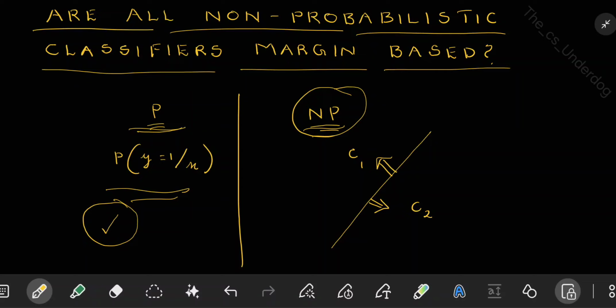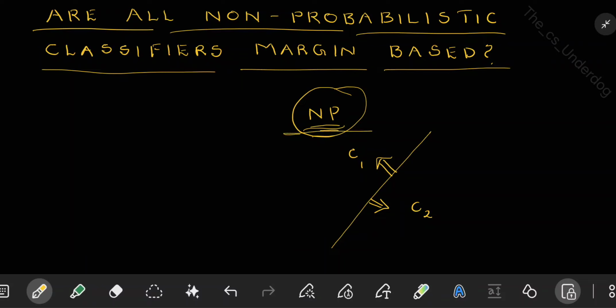Probabilistic part I am going to remove because we are not considering it here. We are already considering that it is a non-probabilistic classifier. Is a margin always required? Just think about it. Is it possible that without actually finding a margin, you can simply say it belongs to class 1 or class 2? The answer is, it is actually possible.